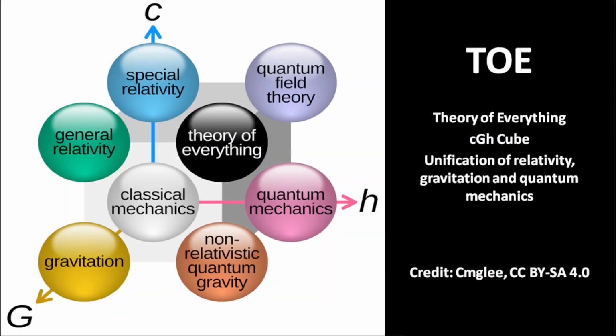Not all scientists support the concept of the fine-tuned universe. There may be a theory of everything, a unification of relativity, gravitation, and quantum mechanics. It could explain why the constants are the way they are. The CGH cube is a three-dimensional coordinate system with the speed of light c, the gravitational constant G, and the Planck constant h as axes.